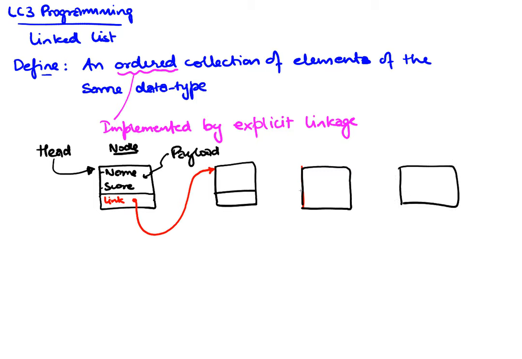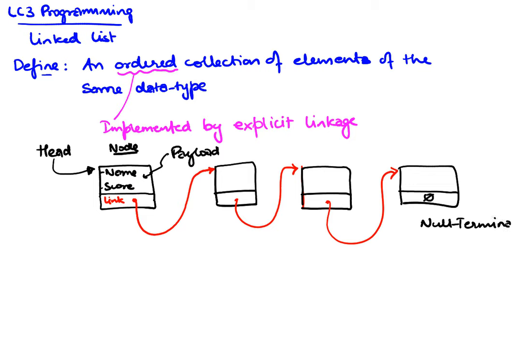If our linked list had four elements in it, then the linkage would look something like this. This one explicitly links to that, this one explicitly links to that, and when we reach the end of our list and there's nothing to point to, this one doesn't point to anything, so we'll null terminate it or put a zero there. So that's our null termination of our linked list.